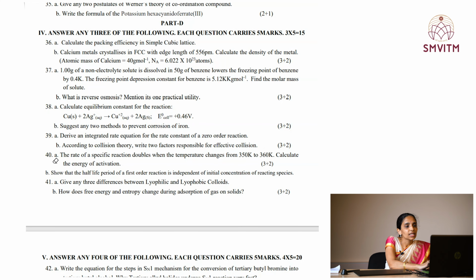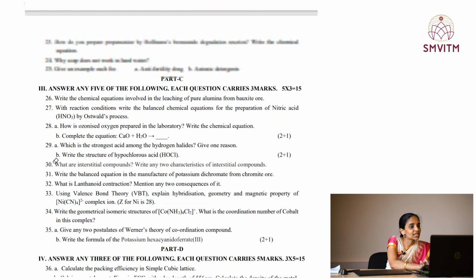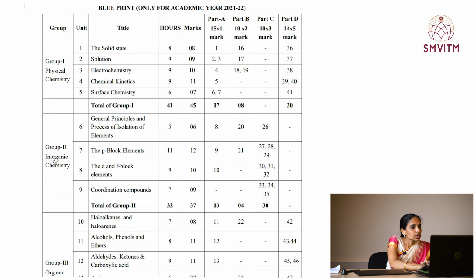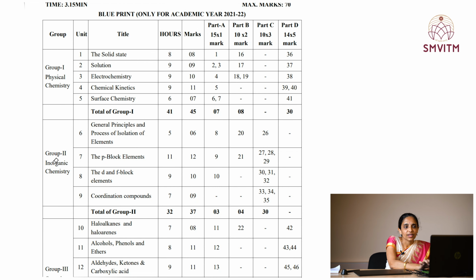Coming to part D of the question paper, this comes from the physical chemistry part of your syllabus. You know the units covered under physical chemistry. They are unit number 1 to 5, the solid state, solution, electrochemistry, kinetics and surface chemistry.